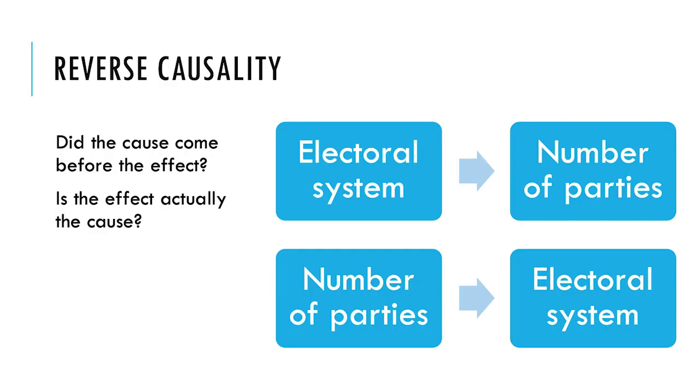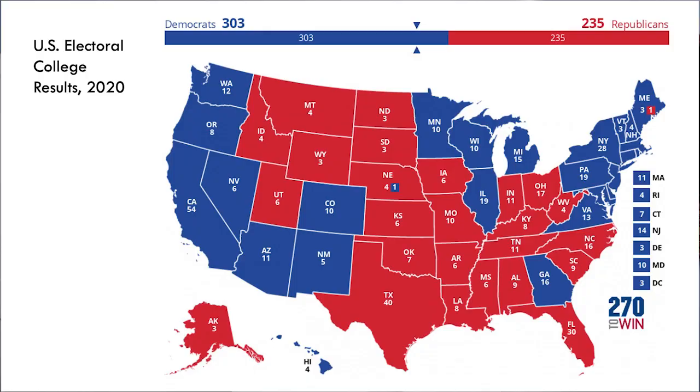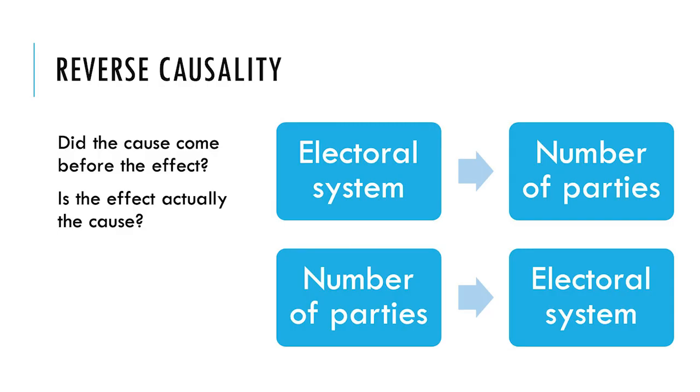The second threat to internal validity relates to the second requirement for causality, that the cause comes before the effect. When you can't demonstrate this, you may have reverse causality. Your effect might actually be a cause. For example, the United States holds elections in what are called single-member districts. We elect representatives from a geographic area, and whoever gets the most votes wins. The US also has a two-party system, which is the most likely outcome of this type of electoral system. But it's actually not clear whether the institution causes the number of parties, or whether those parties choose the institution most likely to keep them in power.